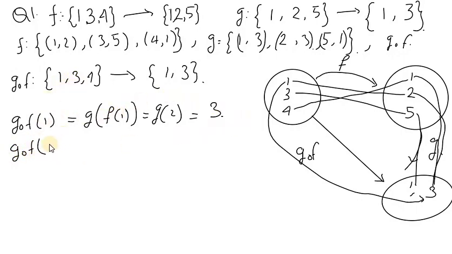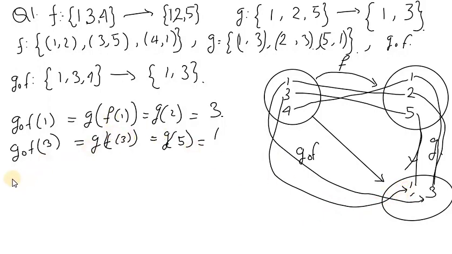Next, g of f of the next item 3, so this will be g of f of 3. What is f of 3? 3 goes to 5, so this will be g of 5. G of 5 is 1, so this is 1. So 3 is going to 1. So 3 will go to 1.